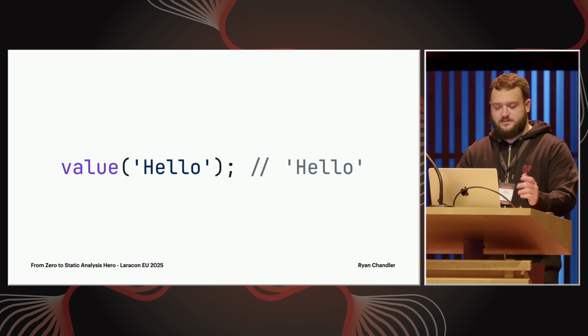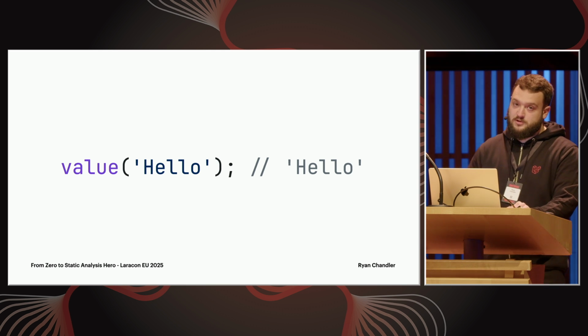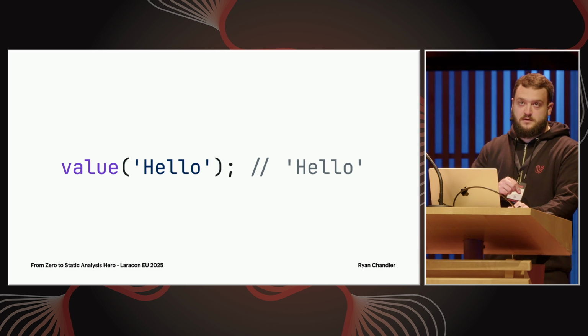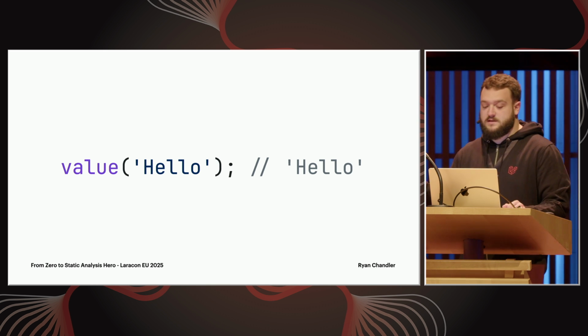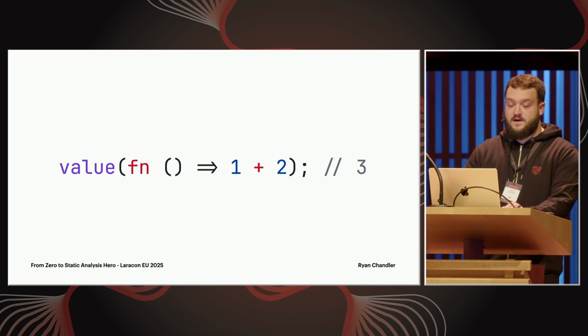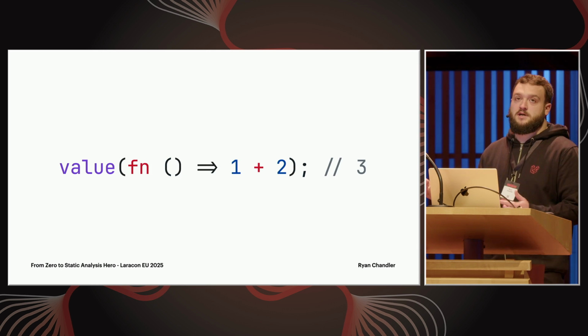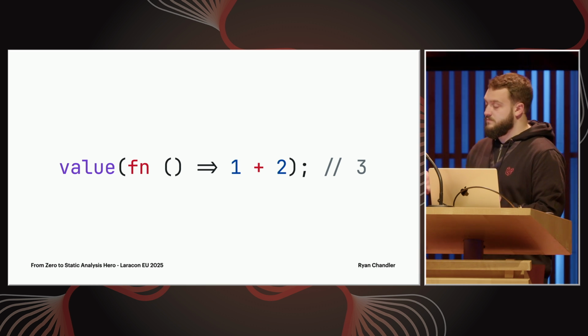If you're not familiar, which most of you aren't apparently, it's a small helper function provided by the framework that returns the value that is passed to it. Or if you provide a closure, it invokes that closure and will return the value that the closure returns. So in this instance, a string is passed through, so the function is just going to return that string. But in this case, we're passing through a closure, so it will call that closure and return the result of 1 plus 2, which is 3.